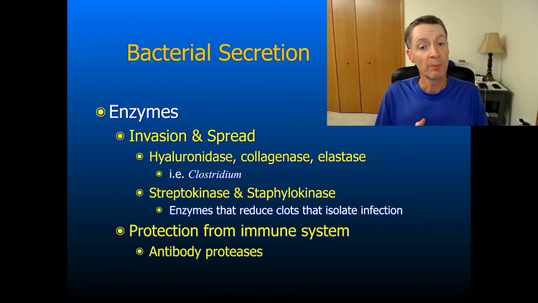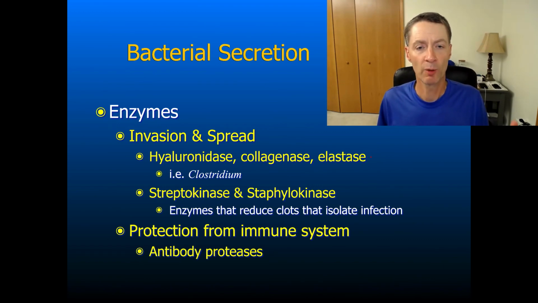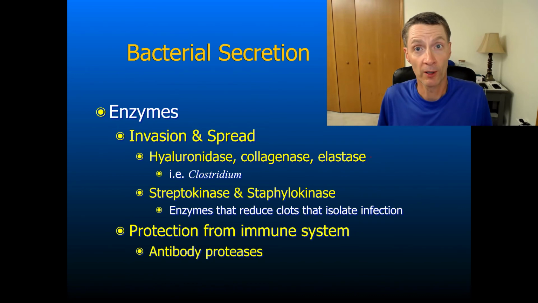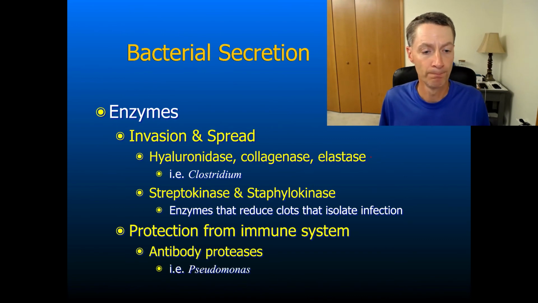Some of these organisms can produce literal antibody proteases, right? Antibodies are a protein, and some bacteria make proteases, enzymes that break those down. So that's pretty obvious how it's going to help the organism, right? It's going to be able to actually just cut down antibodies, not be affected by them. Pseudomonas is one of those.